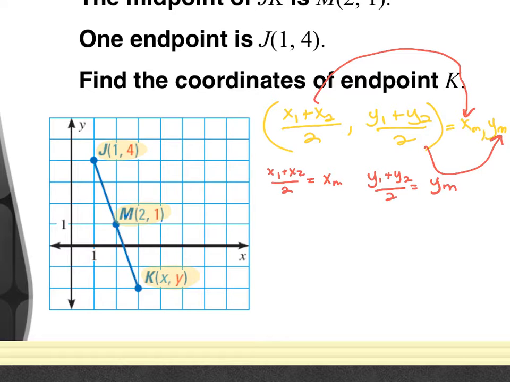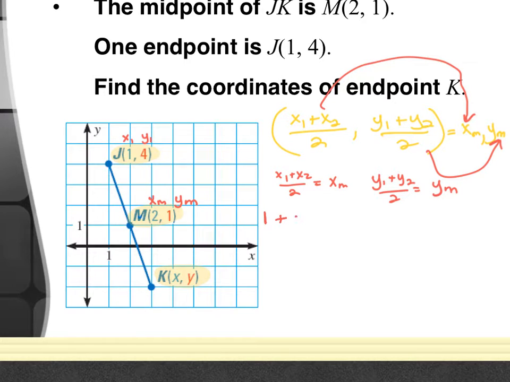Usually I know the x1 and the x2, but this time I don't, right? If we call this x1 and y1, this is my x midpoint, this is my y midpoint. I don't know my x2 and my y2. So plug in what you've got. 1 plus x2, I don't know, over 2 equals what? What's the x coordinate of my midpoint? 2. y1, which is 4, plus y2, which is what I don't know, over 2 equals the y coordinate of my midpoint, which is 1. Okay?